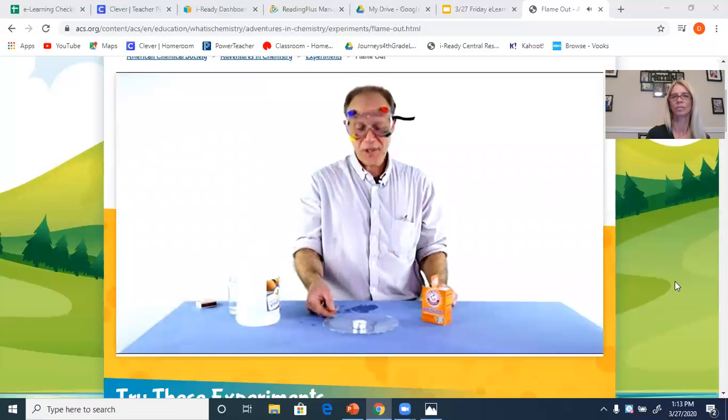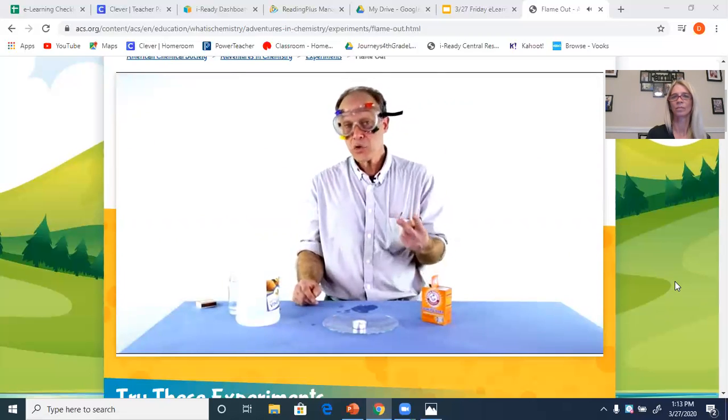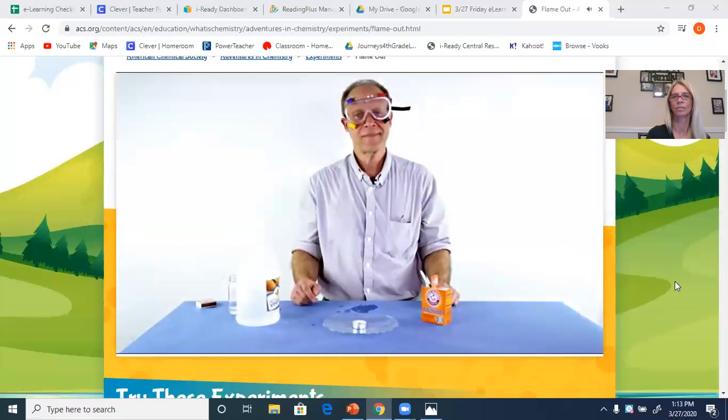That was pretty cool that you can put a candle out that way. You guys probably have blown candles out, but now you know 2 ways to make a candle go out using chemistry. See you next time.